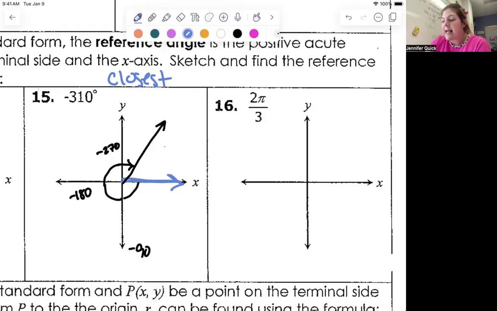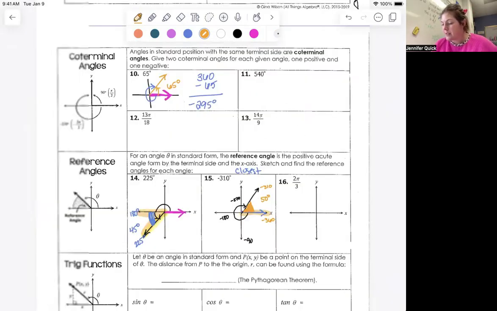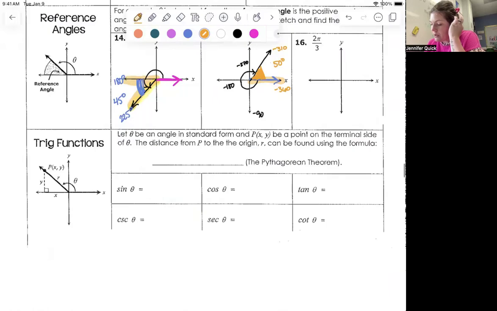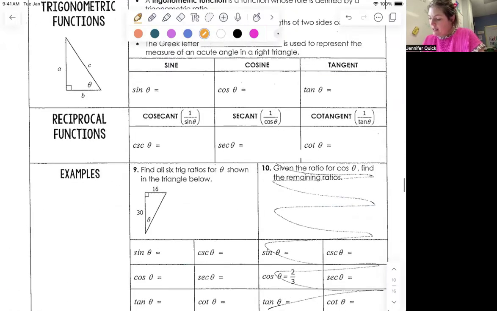Now, the closest x-axis is going to be this one right here. So if I kept going, what would this angle be that we created? This would be negative 360, right? If I went completely around the circle, this is negative 310, then the difference for that is a 50-degree angle. Okay, not too bad. Not too bad. Okay, cool.